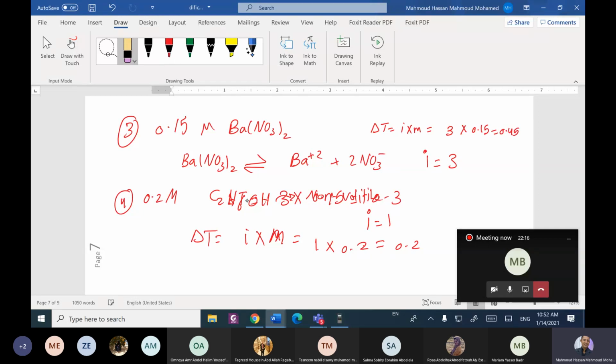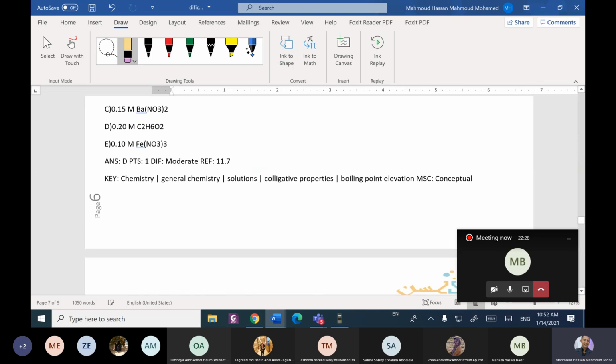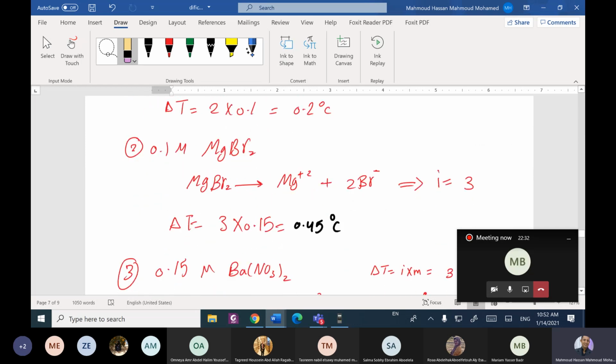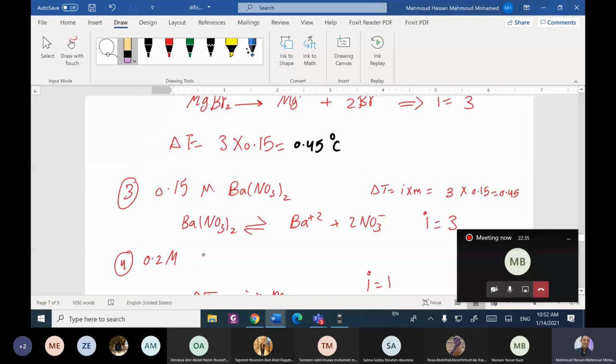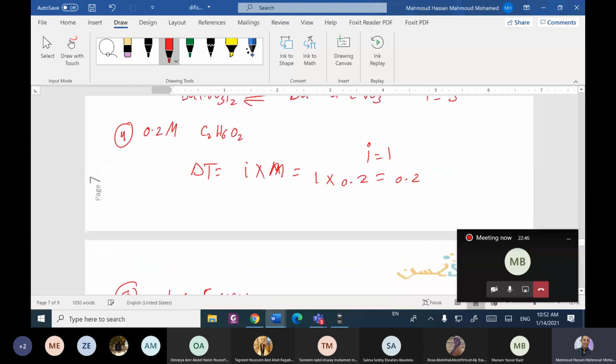For the glucose sugar, 0.2 molal, C6H12O6, the van't Hoff factor is 1. So i times m represents 0.2 degrees Celsius.